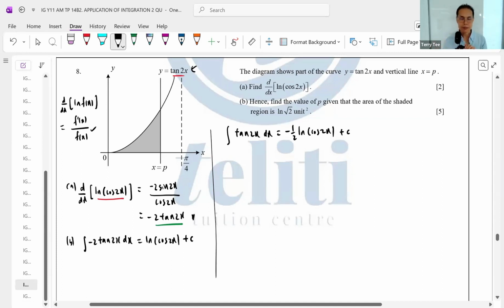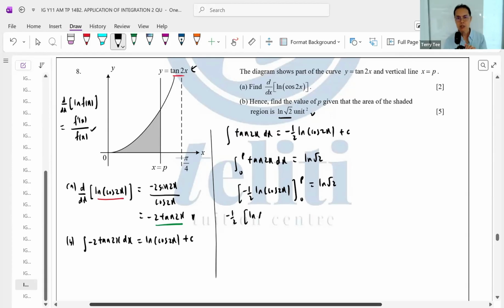This is without limit. The question actually gave us the limit. The limit is from 0 to p. And after you integrate, this area will give us a ln of root 2. This area is already given. So you're going to use this information, sub in the result of integration, and next we need to sub in the limit so we can find unknown p. So this negative half, I can take it out.